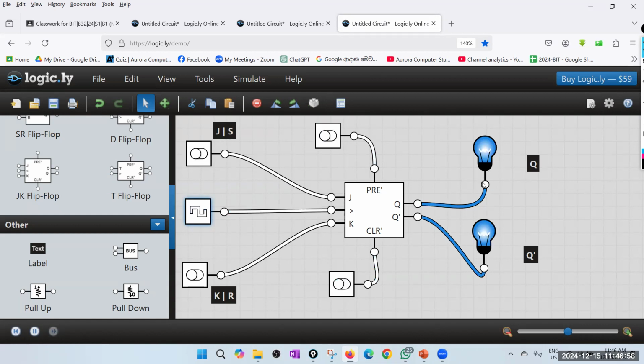Of course, this is the invalid situation. Both are zero, so this is invalid situation. So don't do like that. This is the normal running condition: both preset and clear are one. So now it is behaving like a normal JK flip flop. Right. Any question?